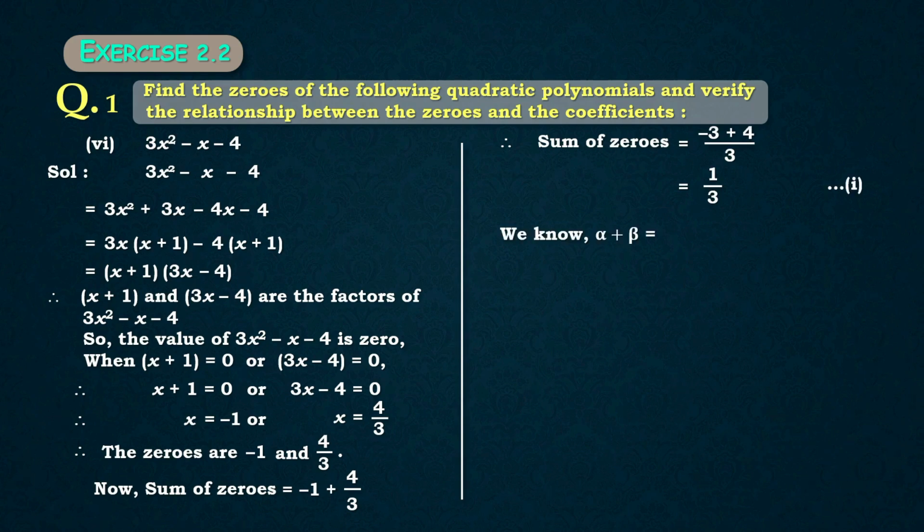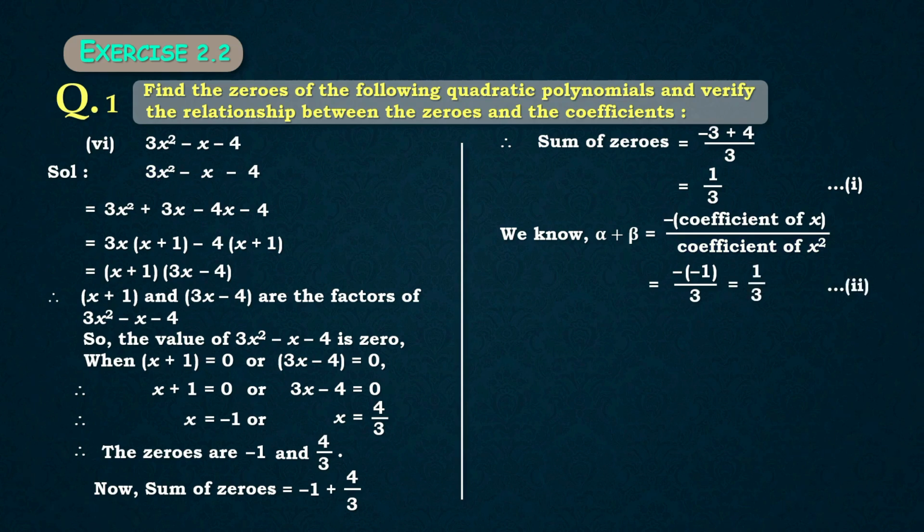Now, according to the formula, the sum of zeros is equal to negative of the coefficient of x divided by the coefficient of x squared. The coefficient of x is minus 1. The coefficient of x squared is 3. So negative of minus 1 divided by 3 equals 1 by 3. Both values are equal. So the first relationship is verified.